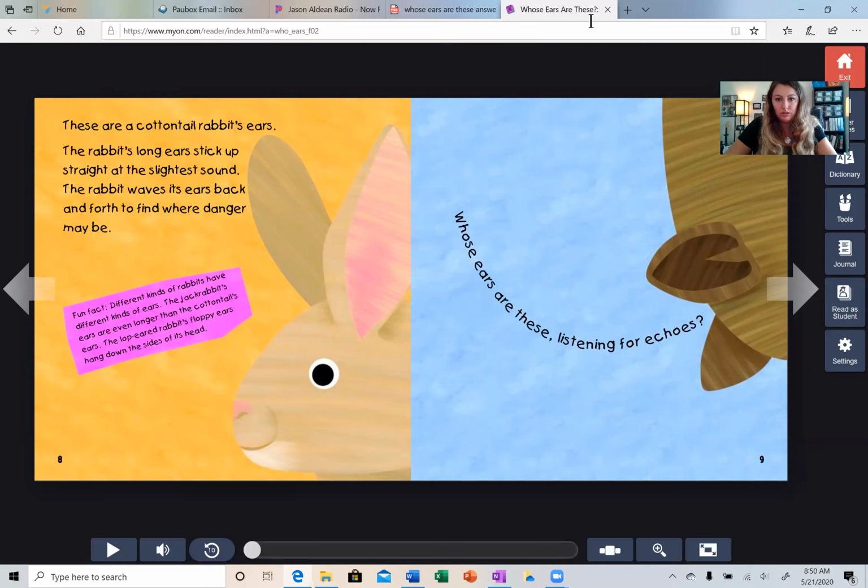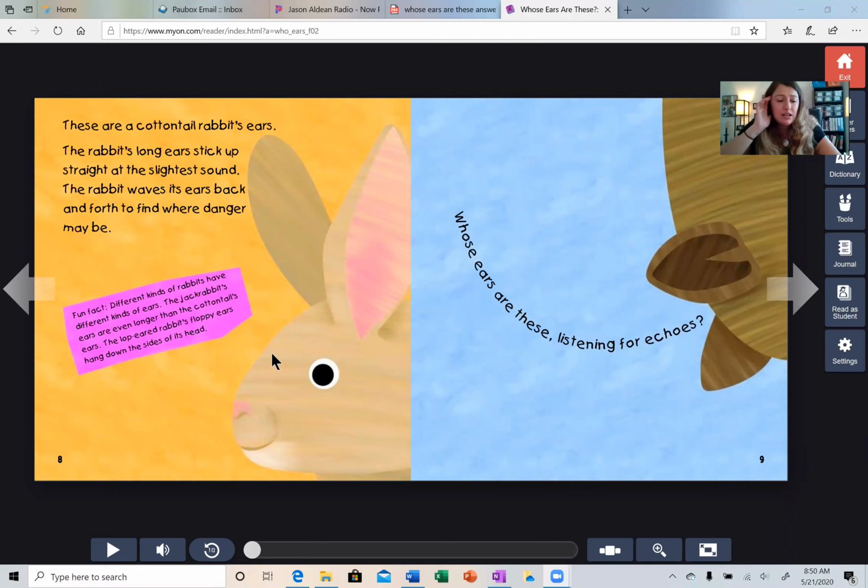So hold on, I'm just gonna stop sharing the screen. So rabbit's ears kind of look like this, right? And when they hear things, they can turn their ears back and forth to where they hear the sound. That is so cool. I have rabbits, and my rabbits do that too. Okay, I'm going to share my screen again. Sorry.